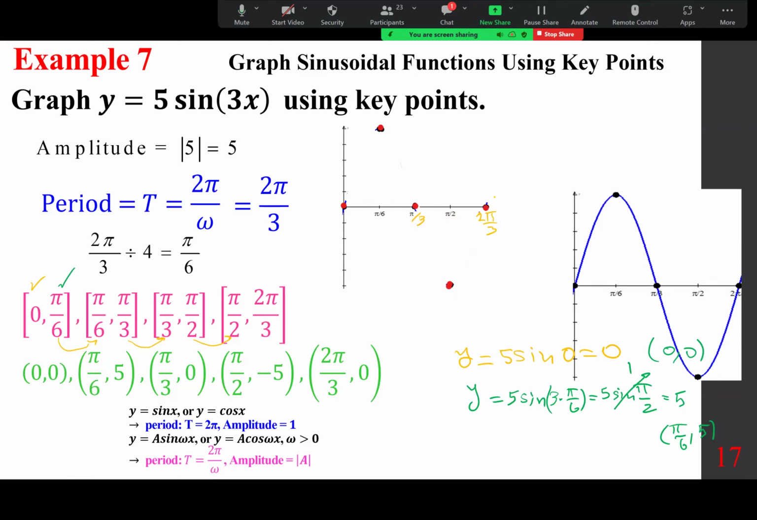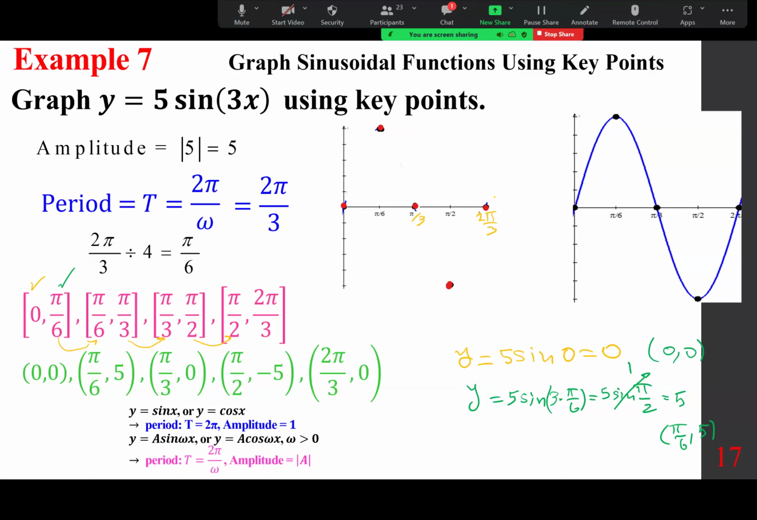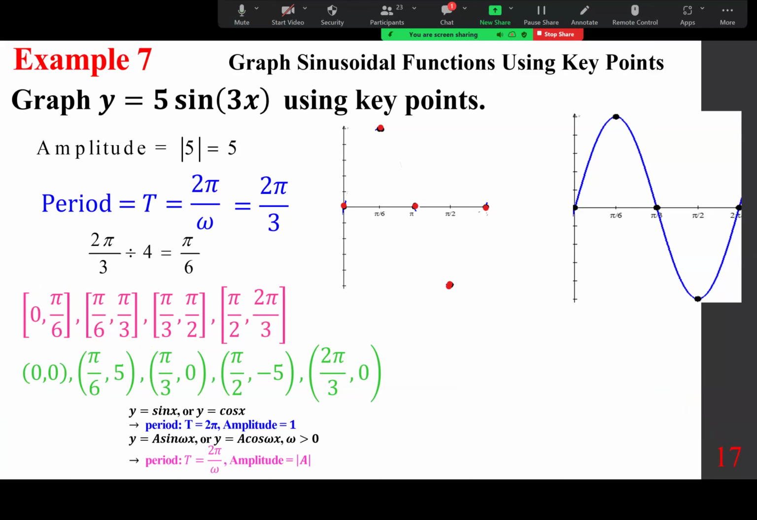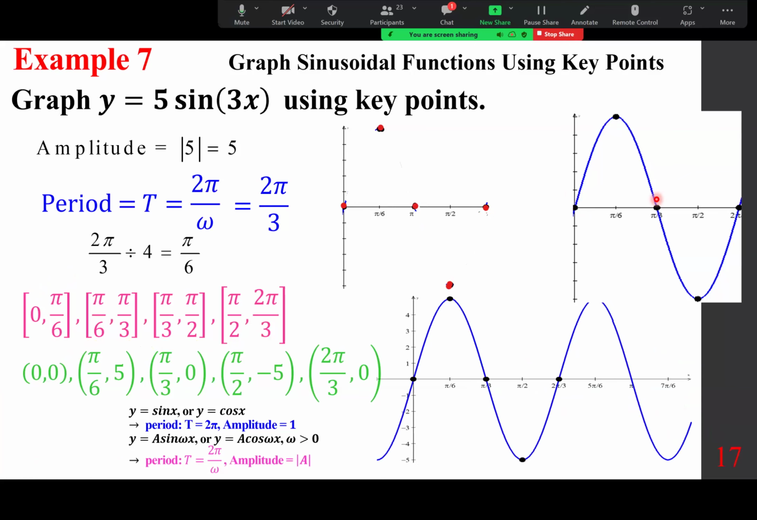Put them together, and it looks like that. Nice and smooth, everybody. Very smooth. And let me clean up. And if you continue indefinitely on both sides, it'll look something like this.